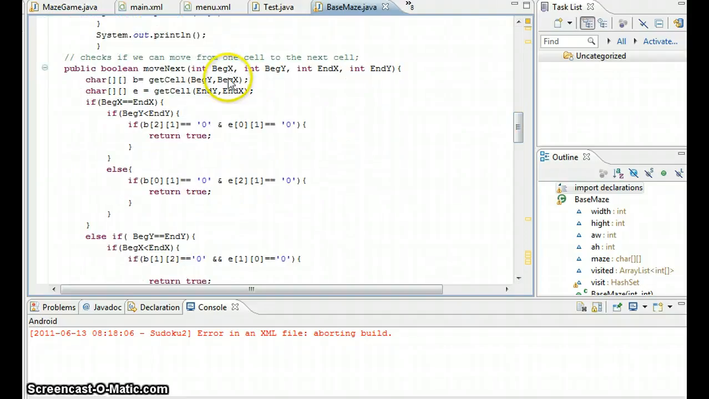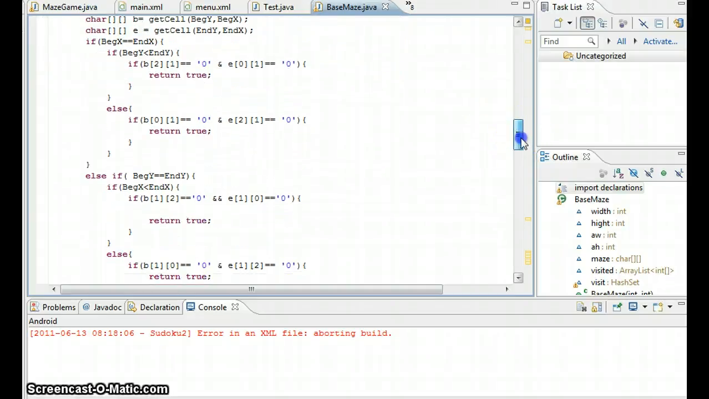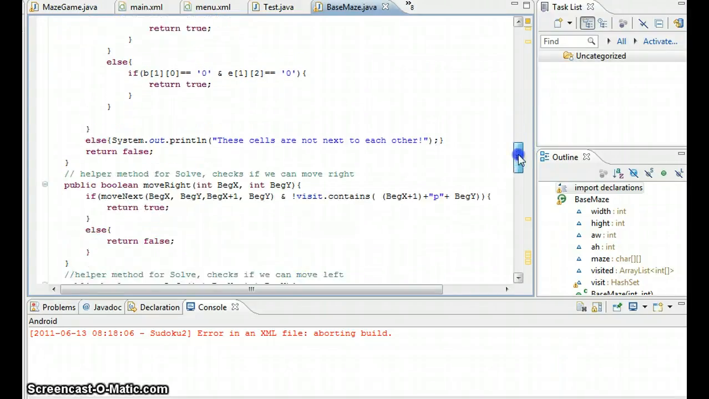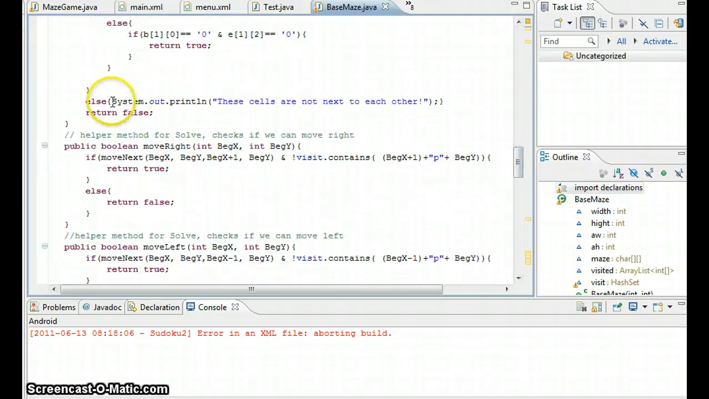This is a move next method, and it checks if we can move from one cell to the next cell. It gets the cell matrix, so it finds out where the walls are of the first cell, finds out where the walls are of the second cell, and it checks if there's a wall there and if it can move there. If the two cells are not next to each other, you obviously can't move from one to the other.